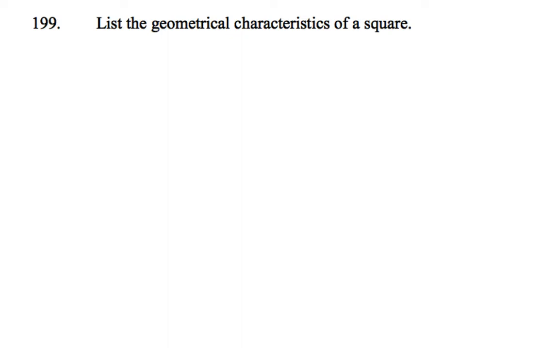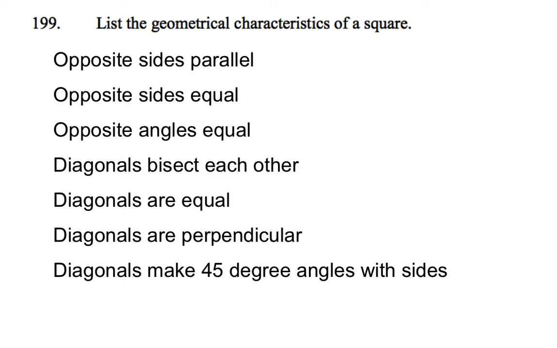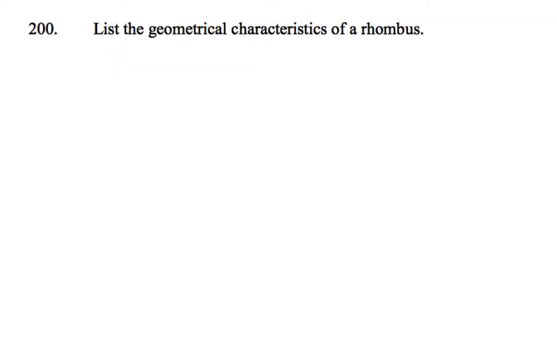List the geometrical characteristics of a square. Now there are heaps of these. A square is a very special shape because it's got more characteristics than all the other more exotic ones. So it's got all of these characteristics, and I couldn't be bothered scrolling through them one at a time. But one challenge you could have is to draw a diagram with all these markings on them to illustrate each of those points, and that could run it through your brain one more time.